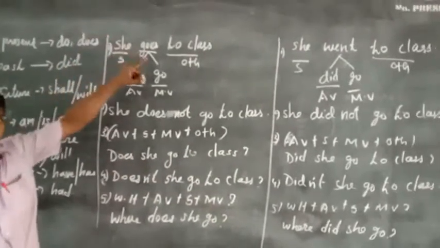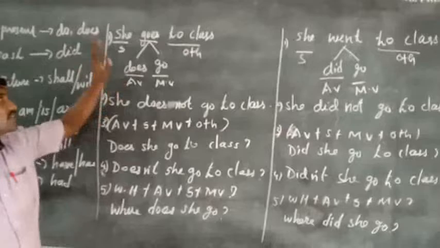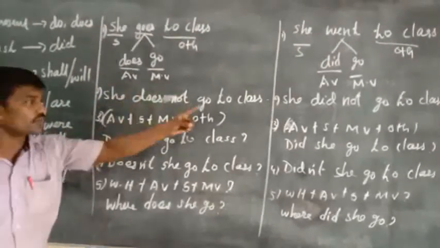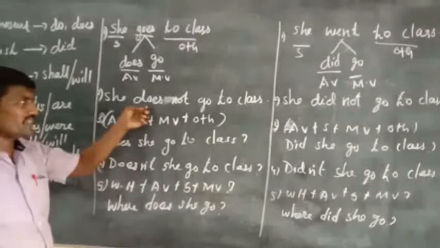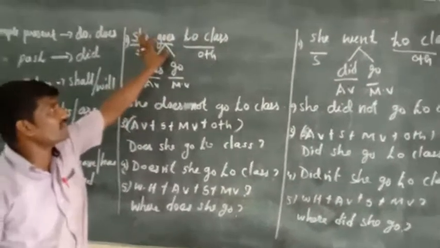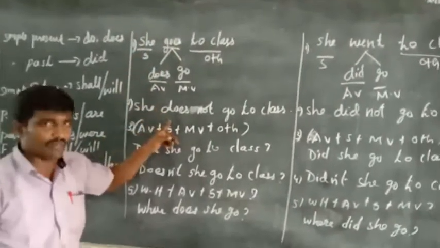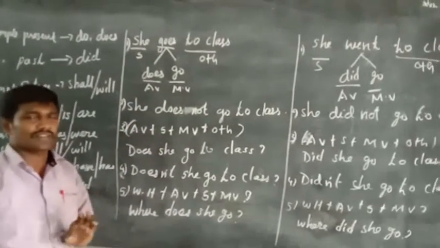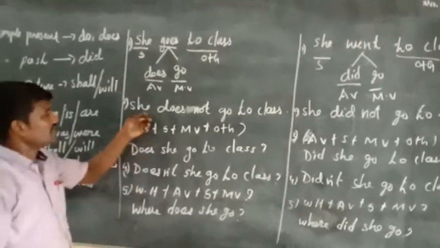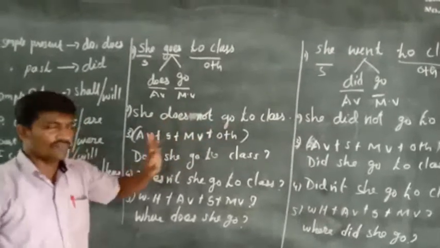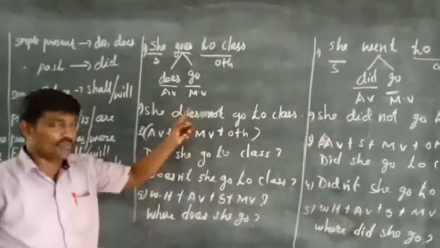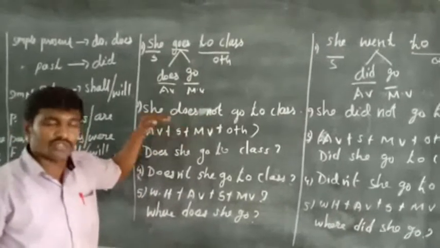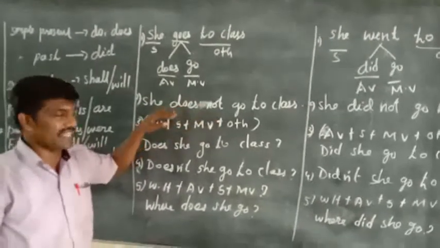One more time. She goes to class. This is the statement. So we have to change the positive to a negative form. She does not go to class. Do you understand how to bring the auxiliary verb? When we find the main verb, we have to bring the auxiliary verb. So in simple present tense, do and does. In simple past tense, did only. Fine. So here, she does not go to class. Remember one more time, whenever you want to use the negative form in a sentence, you should bring the auxiliary verb. You should use the auxiliary verb before the negative form.